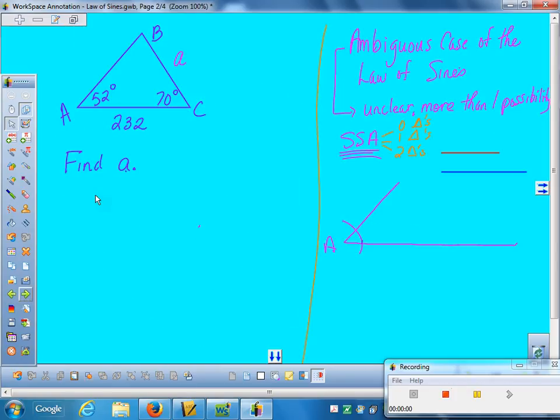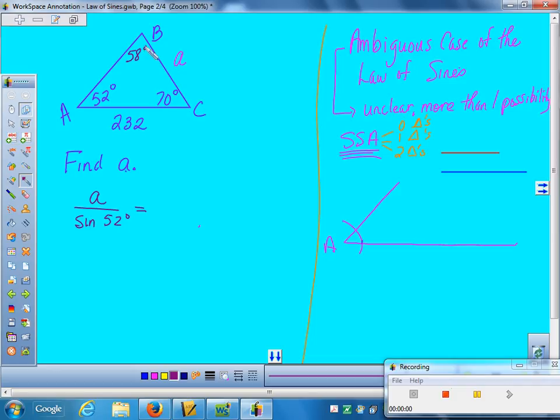So if I want to find A, I would go A is to sine of what? Its opposite angle, 52. But now, what's a pair that I know? Side B and yeah. Couldn't you find angle B, since we know 180 degrees are in a triangle? So if that adds up to 122, that means I've got 58 degrees left to be angle B. And so then you can set up a pair that you know, which would be what to what? To the sine 58.